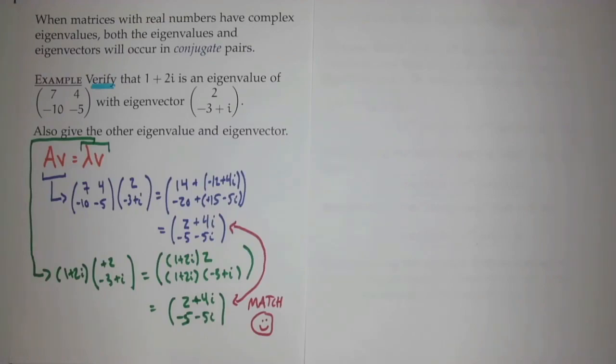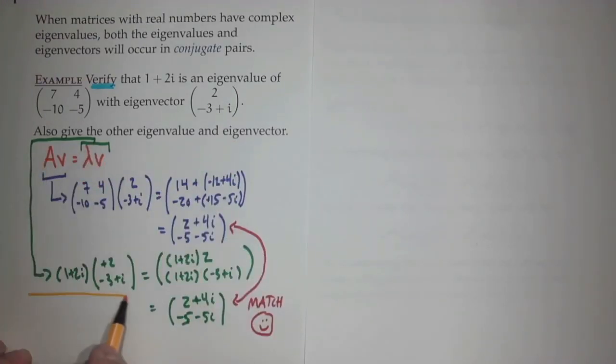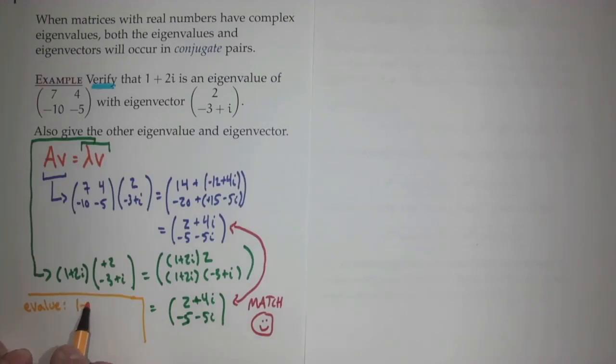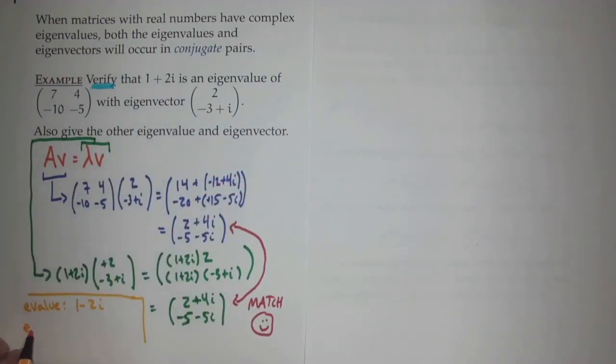Are we done with the problem? No? Well, we're out of space, so hopefully the rest of it's not too hard. You have to get the other eigenvalue and another eigenvector. So let's see. We'll try to squeeze it into this little space down here in the corner. I'll abbreviate eigenvalue as E value. So we know that 1 plus 2i is an eigenvalue. What's the other one? Remember, they come in pairs. Okay, the eigenvector, abbreviate that as E vector.